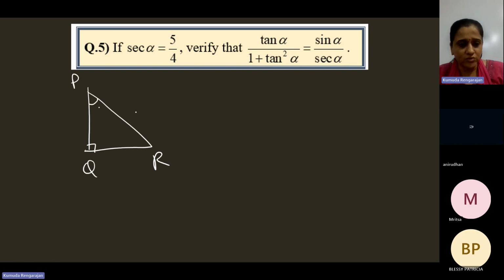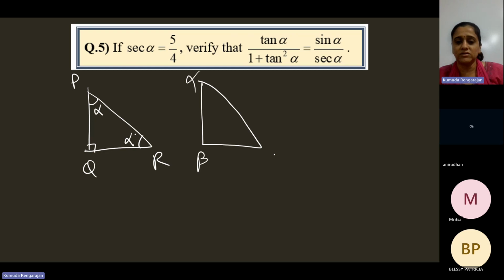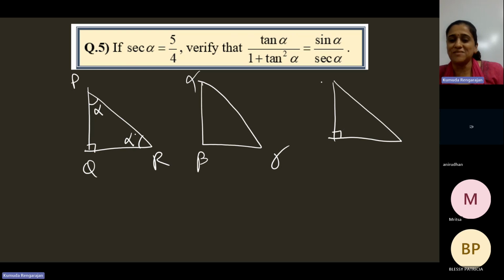You can either mark this one as alpha or you can mark this one as alpha. Don't call the triangle alpha, beta, gamma like this. Don't call the triangle like that. You give names like ABC, PQR, XYZ. Because there is alpha here, don't put alpha outside. So the triangle as usual will be ABC, XYZ, PQR, whatever.